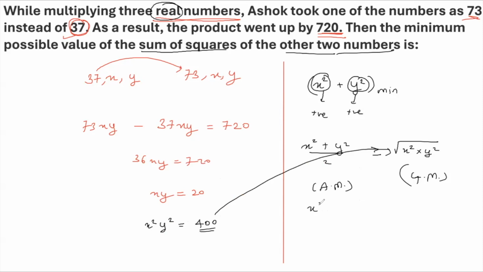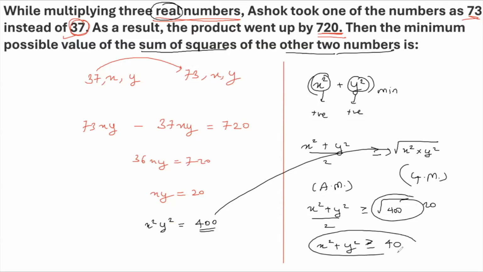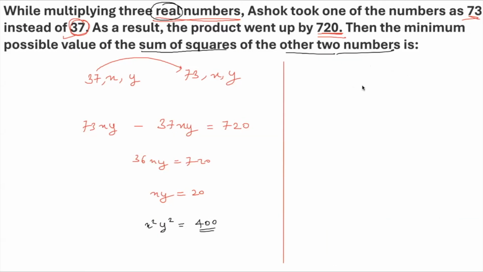So I will get x square plus y square divided by 2 will be greater than or equal to root of 400. Okay, root of 400 is actually 20. Multiply by 2 on both sides, you get x square plus y square is greater than or equal to 2 into 20, and that is 40. That's the answer to my question. The minimum value of sum of the squares of the other two numbers is nothing but 40. So that's one way of getting the answer, guys.